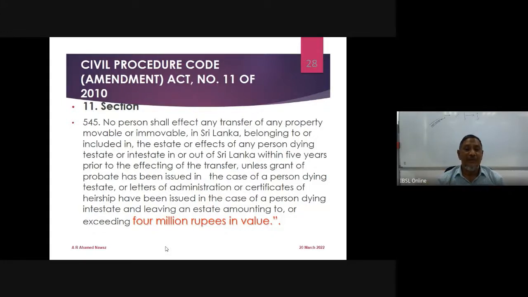If the total value of the deceased person's assets is over 4 million, then a case has to be filed at the district courts, because he died intestate, to get letters of administration or a certificate of heirship. Getting a certificate of heirship is very easy. Normally, if the deceased person's legal heirs are not going to contest the assets or wealth, they can ask for a certificate of heirship. If the legal heirs are going to contest, then administrators have to be appointed to disperse the funds.